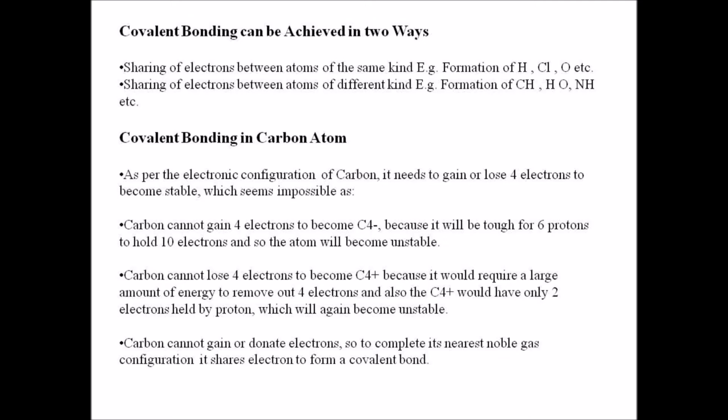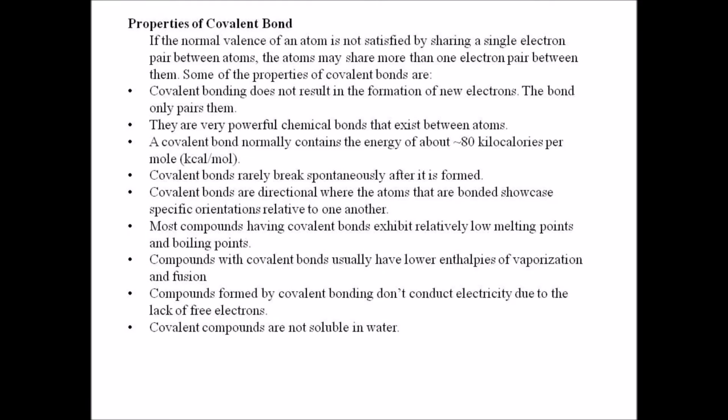Carbon cannot gain or donate electrons, so to complete its near noble gas configuration, it shares electrons to form a covalent bond. That is why covalent bond is the most prevalent bonding in carbon atoms. That is why carbon has tetracovalency. Now let us examine the properties of a covalent bond. If the normal valency of an atom is not satisfied by sharing a single electron pair between atoms, the atom may share more than one electron pair between them.